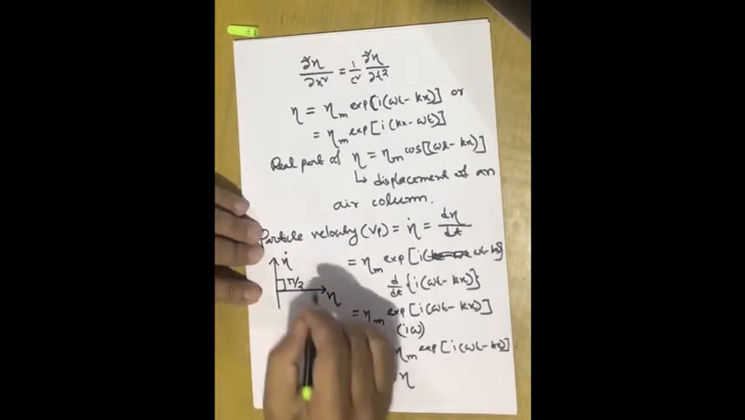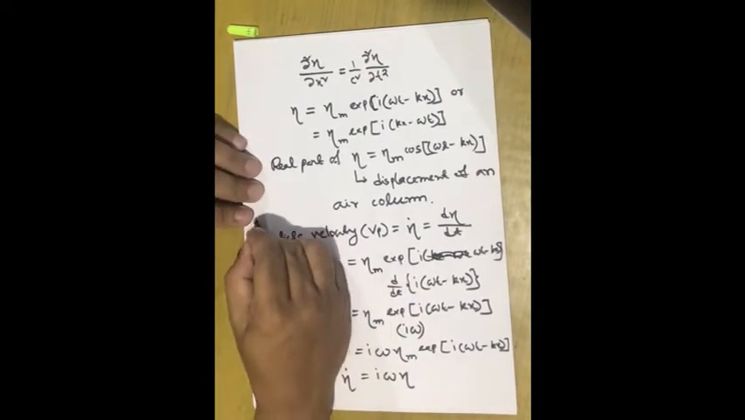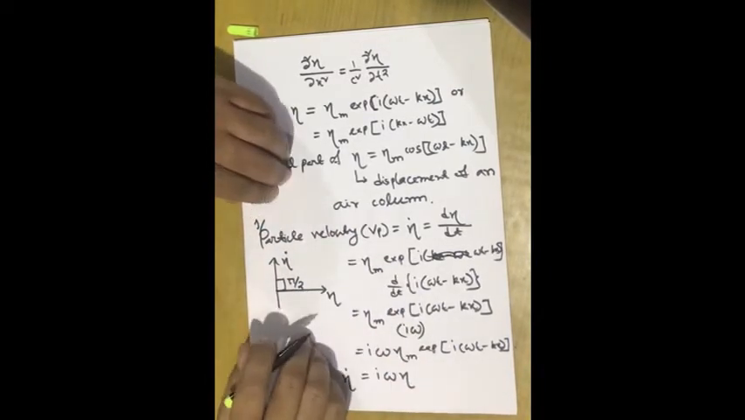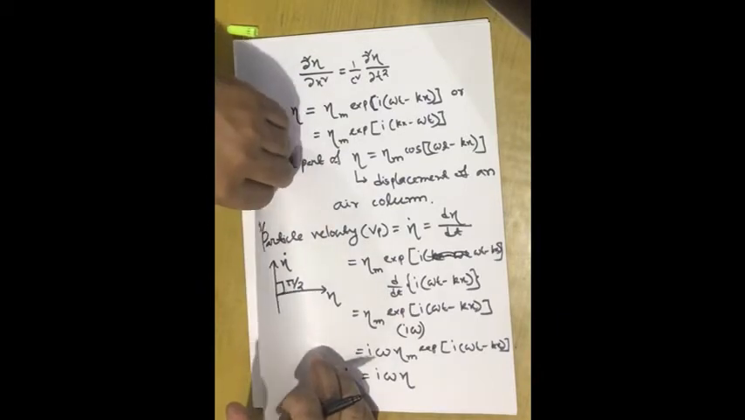Okay, so first we get the quantity particle velocity. Next we are going to determine the value of volume strain, because these are very important quantities in terms of sound wave.